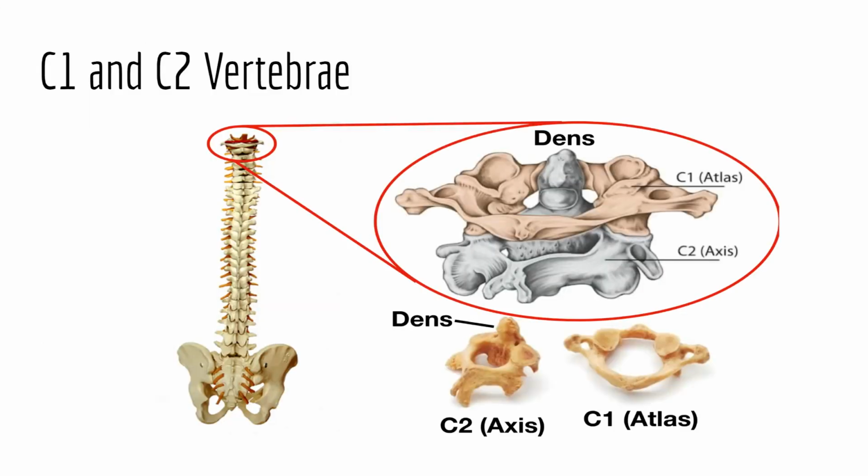The first two vertebrae in the cervical spine are C1 and C2, which are also called the atlas and the axis. The atlas gives support to the head. It allows us to move our head up and down, like if you're saying yes. And C2 has a projection known as the dens coming from it that allows us to move our head right and left, as in saying no.